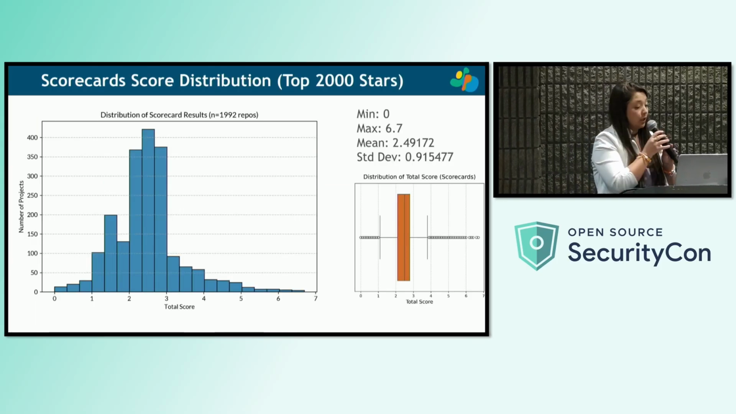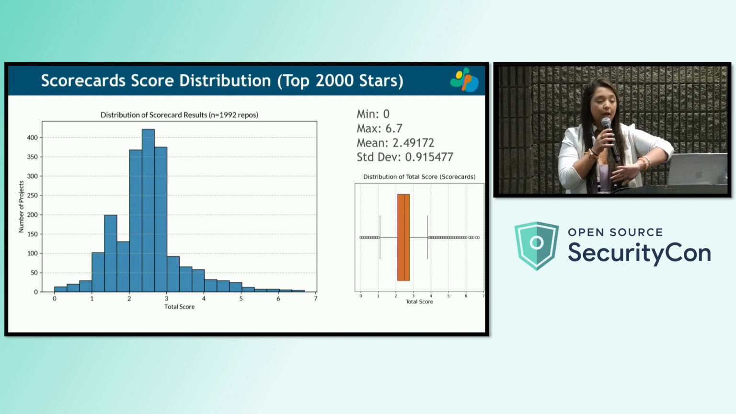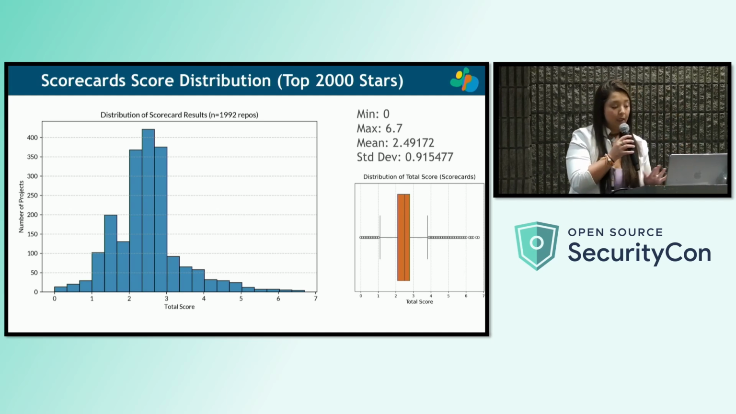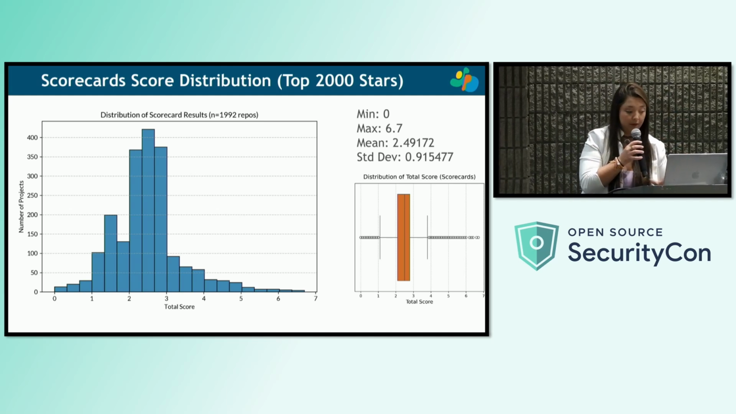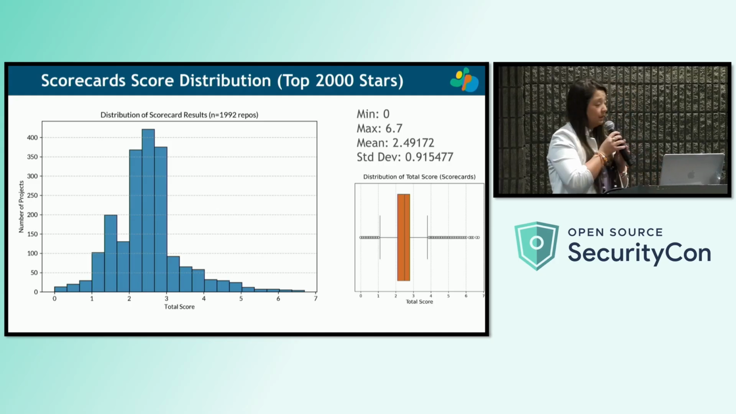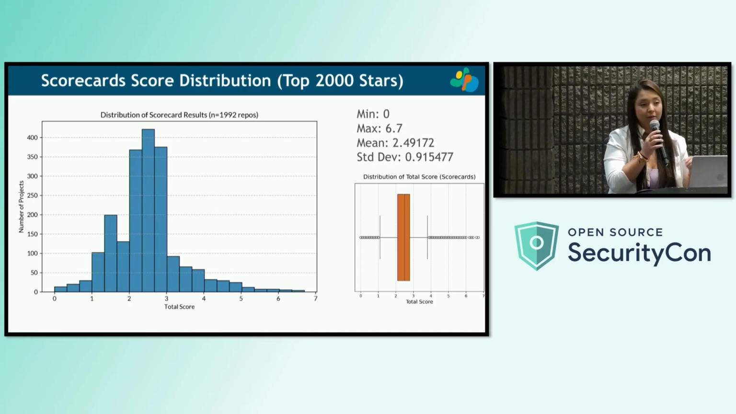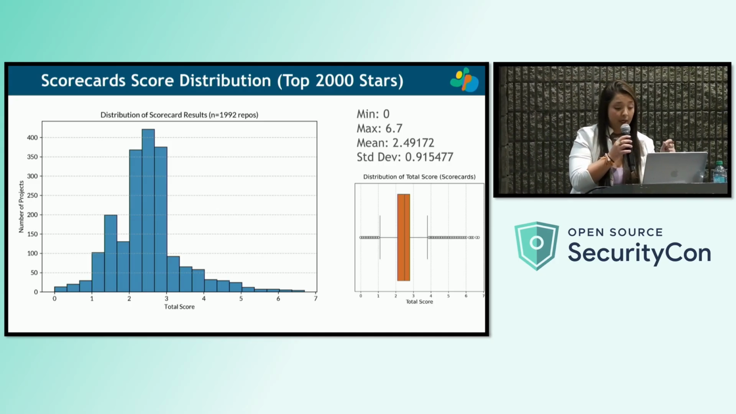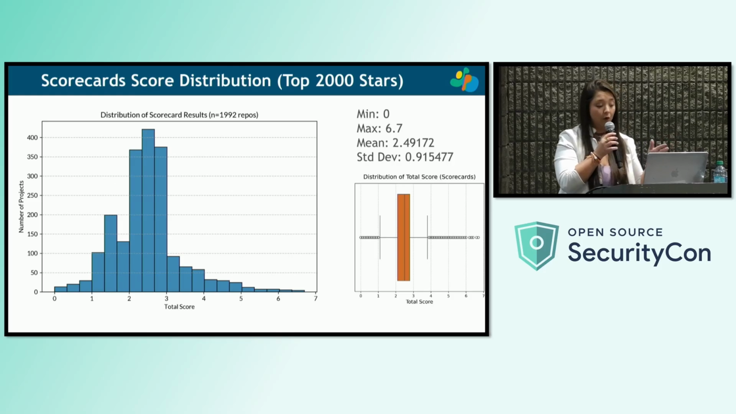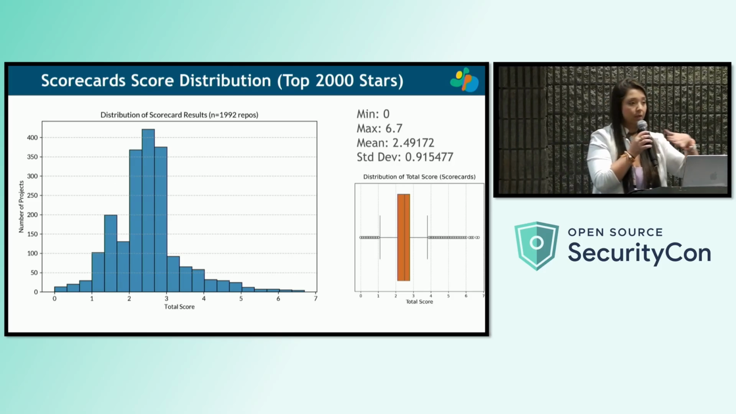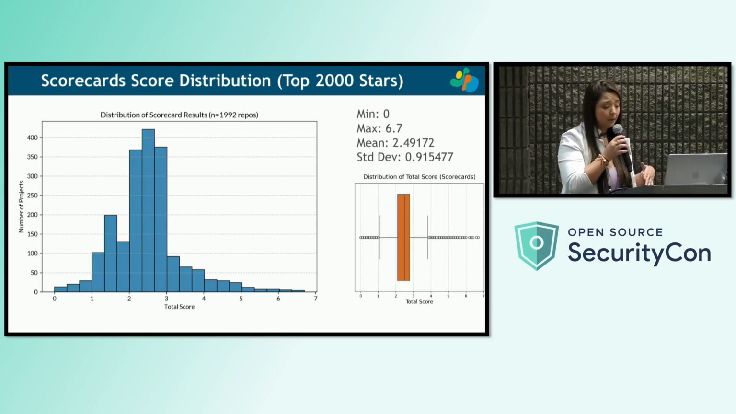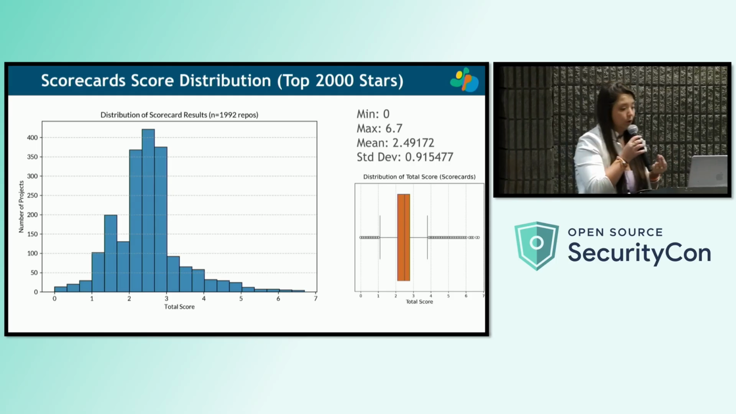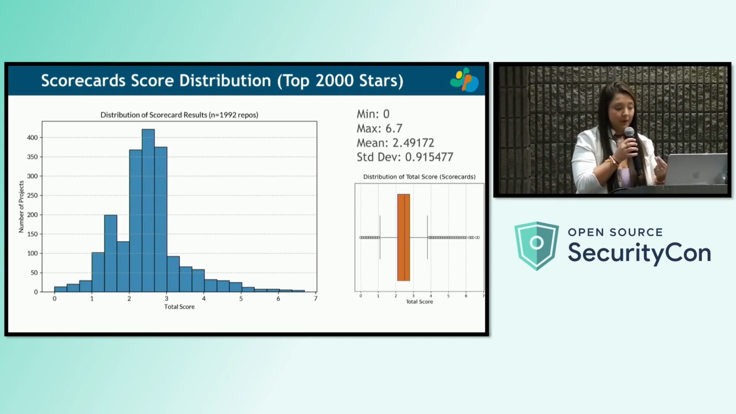If we look at the Scorecards distribution of the total score, this is what we get. And as you can see, it doesn't look very good, right? The mean of this score is about 2.5 for all these 2,000 top star projects. And the maximum for all of these projects is 6.7.